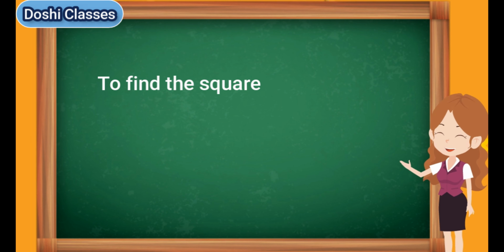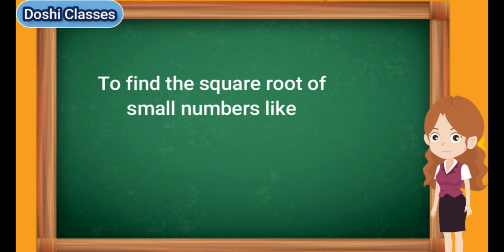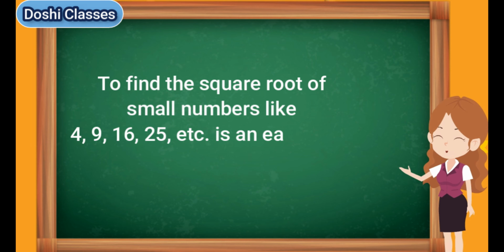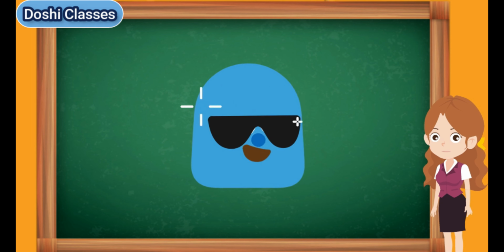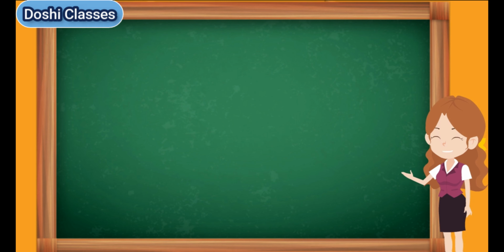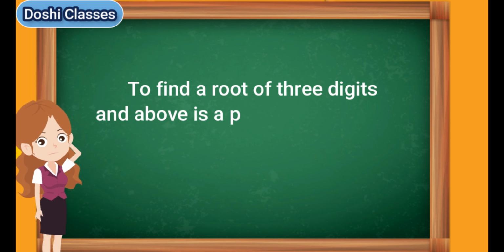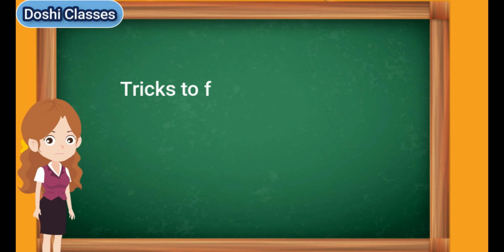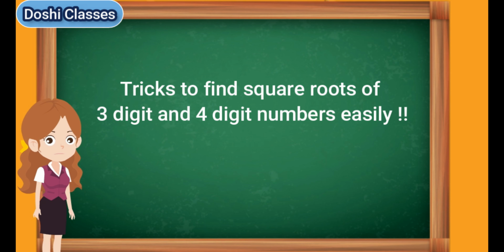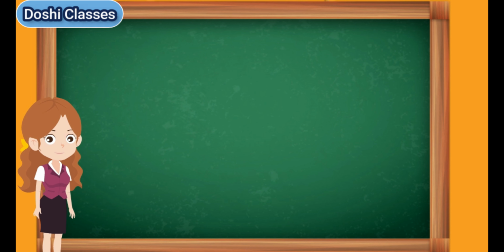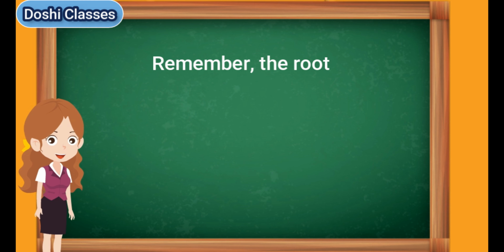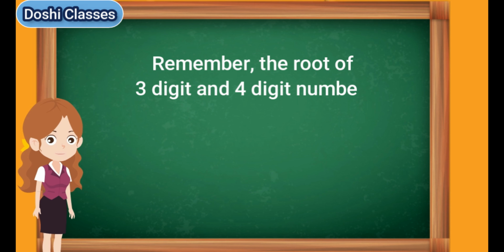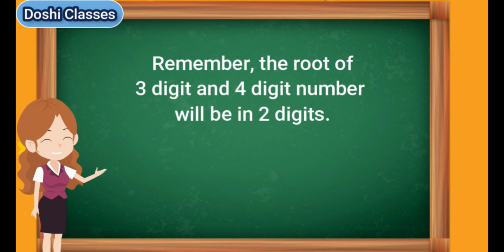To find the square root of small numbers like 4, 9, 16, 25 is an easy task because we know the multiplication. To find the root of 3-digit and above numbers is a pretty difficult task. In this video, I am going to teach how to find the square root of 3-digit and 4-digit numbers. Well, before proceeding with the video, remember the root of a 3-digit and a 4-digit number will always be a 2-digit number.